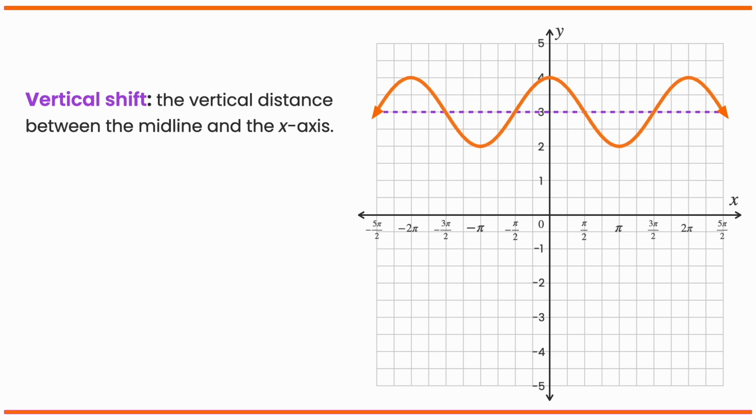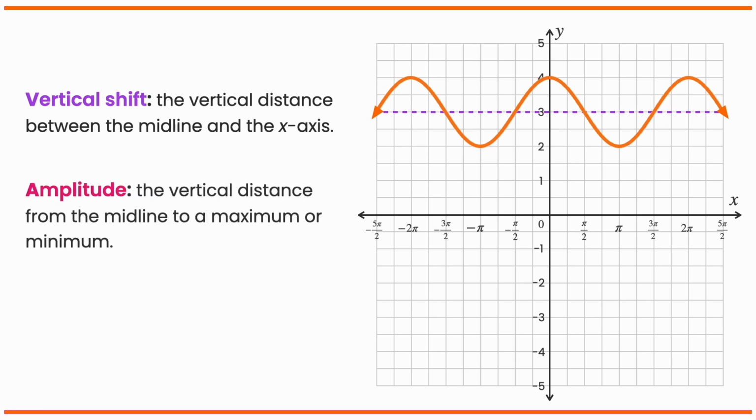In this case, 3. The amplitude is the distance from that midline to an extremum, either a maximum or a minimum. In this case, 1. You can also calculate it by finding the difference between the maximum and minimum values and dividing by 2.